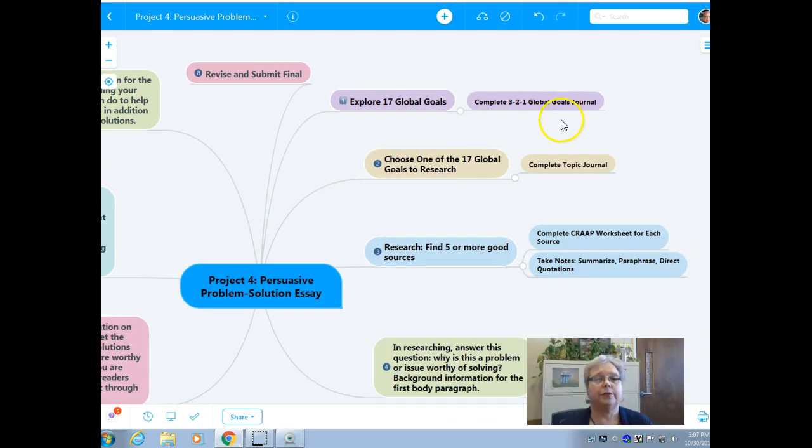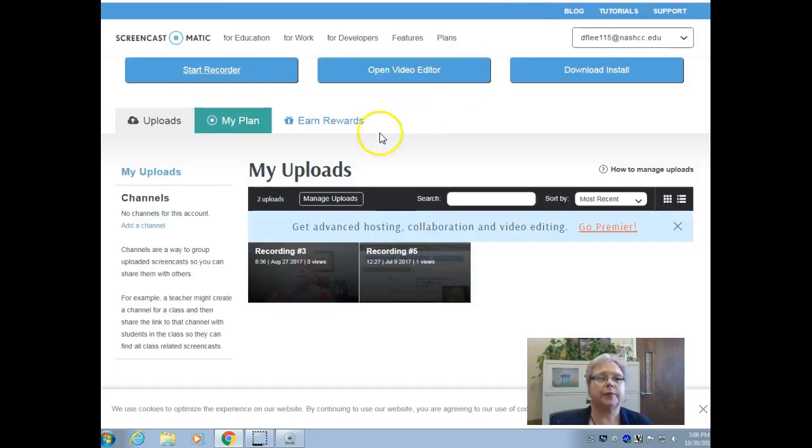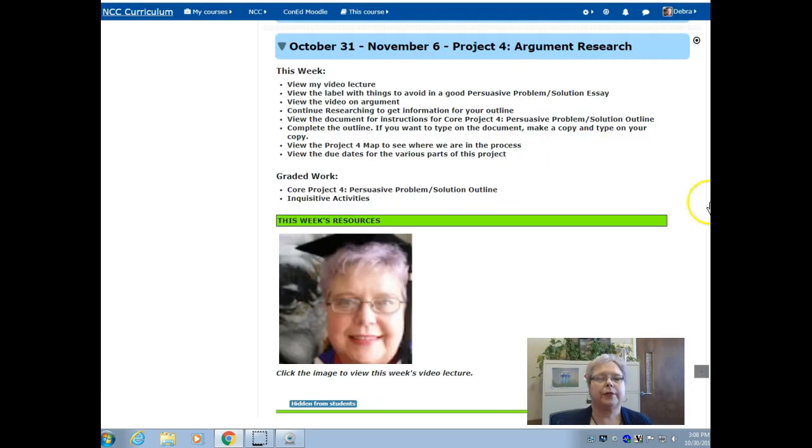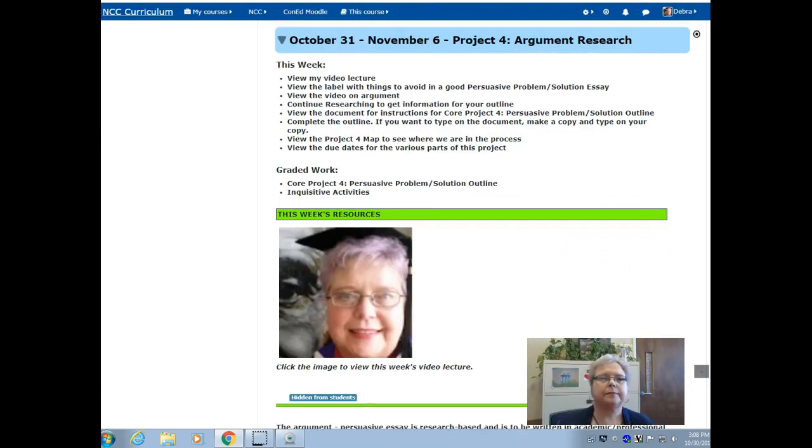Have you done your 3-2-1 Global Goals Journal, the topic journal, the CRAP worksheets for each source? I told you to do those and hold on to them, because we're going to need them for the annotated bibliography. And so that's always something good to pull up and look at and say, okay, have I done all this stuff? And then use all the research you've done to help you fill out the outline for this week. Okay, so let me get back to the middle page.